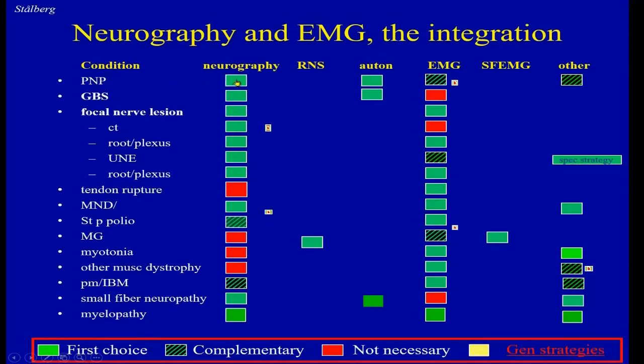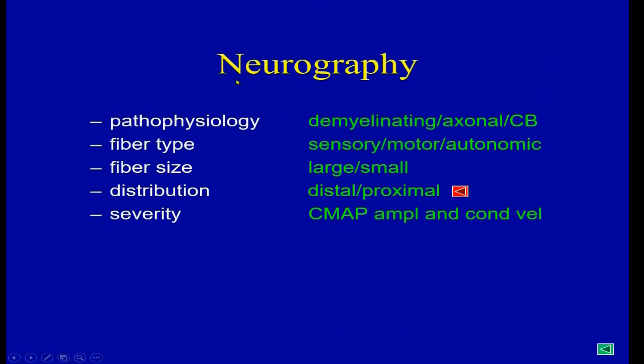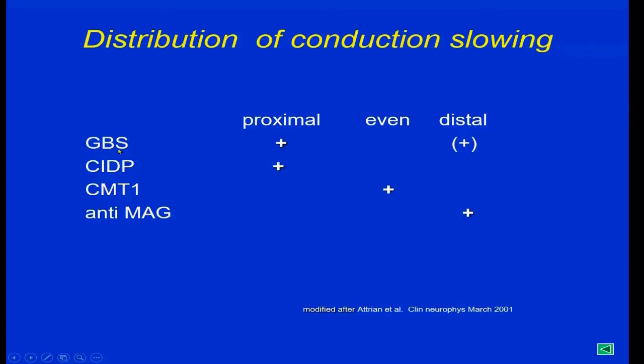It is not just that we want to deliver 38 meters per second, but there are more things to it. We should try to report the pathophysiology, if it is demyelinating, axonal, or neuropathy with conduction block. The fiber type, if it is mainly sensory or mainly motor, mainly autonomic. Large and small fibers.